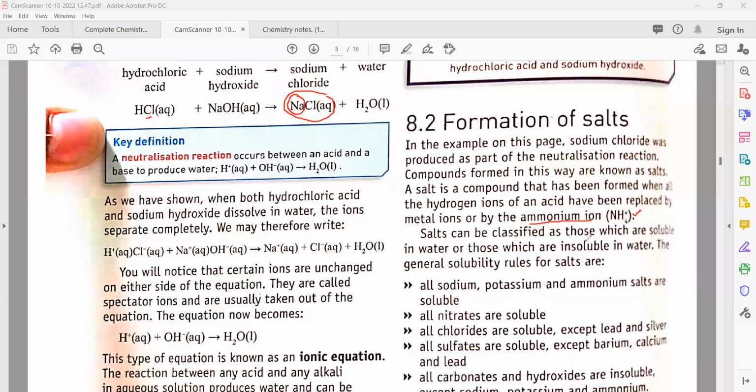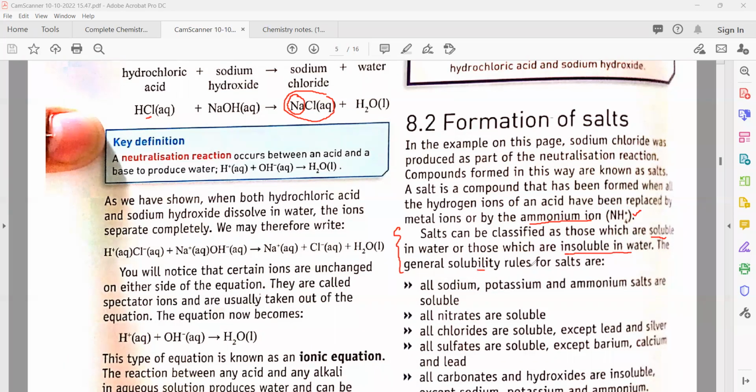Salts can be classified as those which are soluble in water or those which are insoluble in water. Now here it's going to tell you the types of salts. The one that is easily soluble, like sodium chloride, NaCl, when you dissolve it in water, it simply dissociates. You can't find where the sodium and chloride ions go. But there is another type of salts which are insoluble in water.